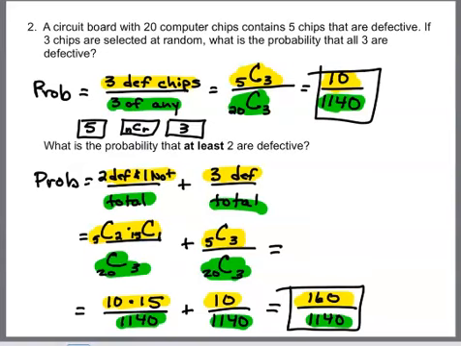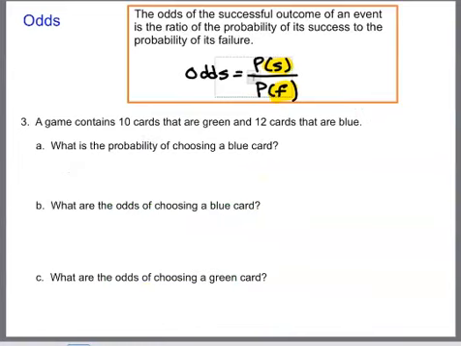You can just leave it like that. If I wanted to change it to a decimal, I would go 160 divided by 1140, and I would get 0.140, or that's about 14.0%. 14% if I wanted to change it to a percent. We'll just leave it as a fraction.